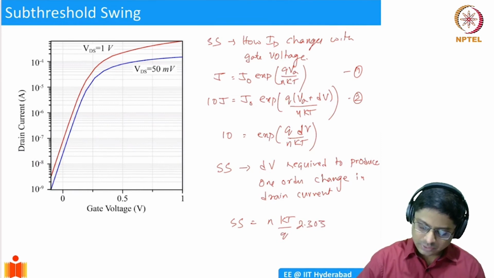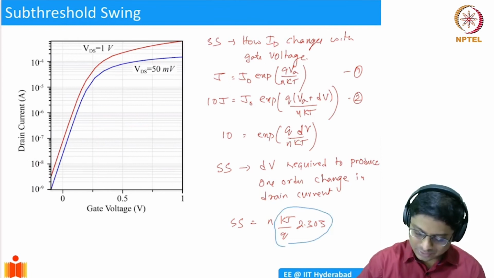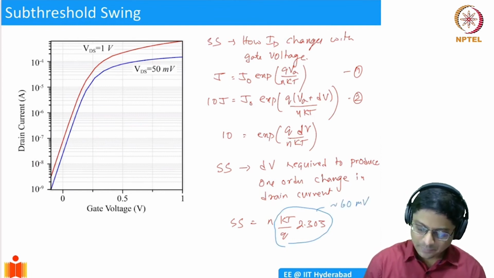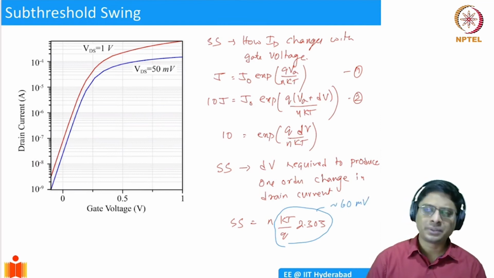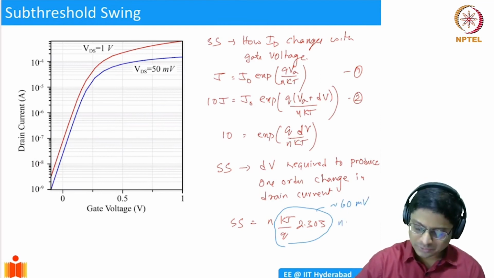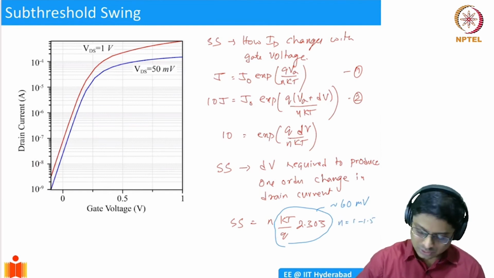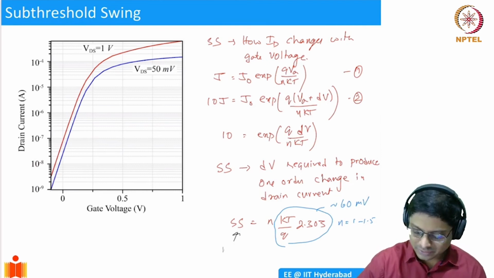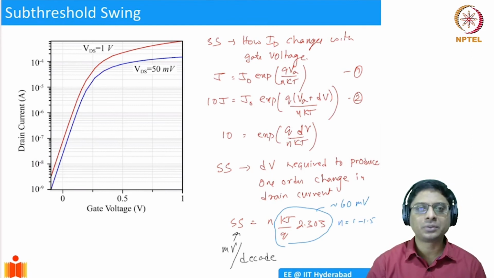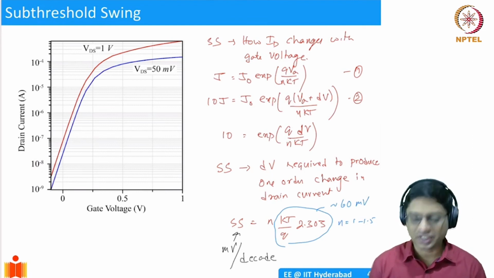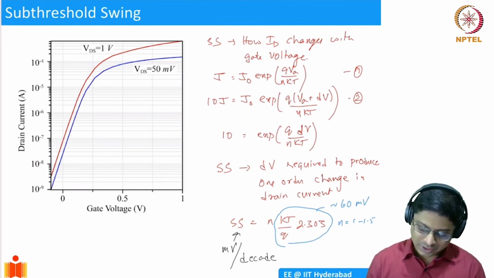Okay. So this particular number, we have seen it many, many times. This is roughly 60 millivolts. And N is basically going to be between 1 and 1.5 in most MOSFETs. So the subthreshold swing is a very, very important quantity, which we define as some number of millivolts per decade. So how many millivolts of gate voltage change should there be to produce 1 decade change in the current? That is what we are seeing here.